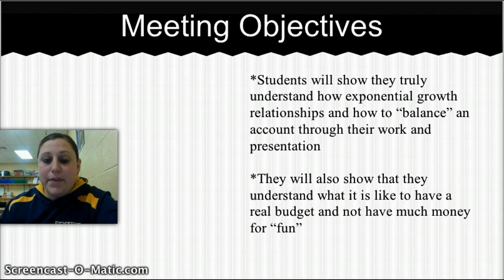And how my project meets those objectives is that they're truly going to understand how exponential growth works and how to balance an account through doing the calculations to put with their presentation. And they also show that they understand what it's like to have a real budget and not have much money for the fun stuff.